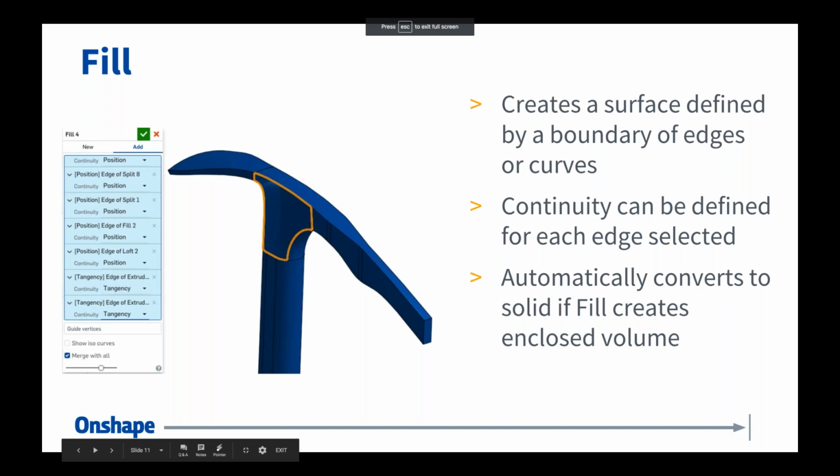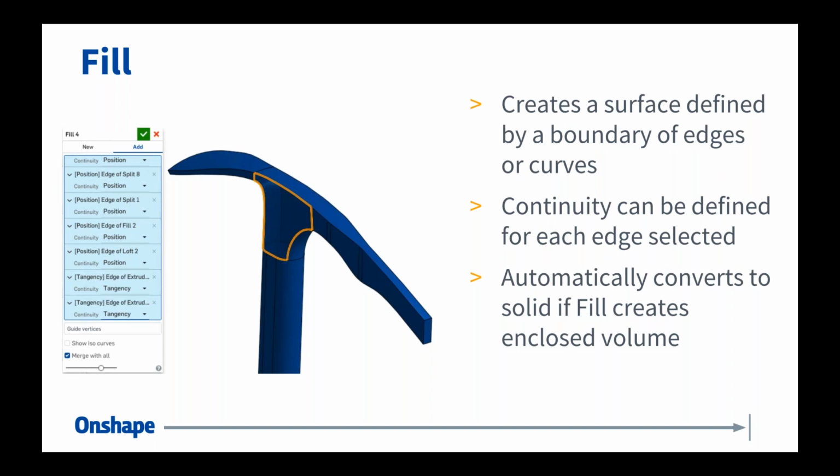And as the name implies, it allows you to take a surface and fill in whatever the geometry may be, whatever the boundary is that you define, right? So that's really the way to think of this, is it's a surface defined by a boundary of edges or curves that you click on, right? So it creates a boundary and then a surface out of that boundary. So that's really the key thing.